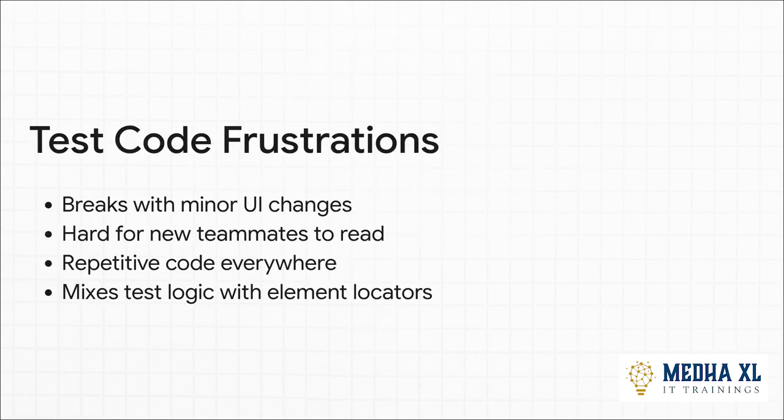And, you know, this kind of fragility leads to some major frustrations. Your code is brittle, right? A developer changes one little ID on a button, and suddenly half your tests are failing. It's almost impossible for a new person to read because what the test is doing is totally buried in how it's doing it. And oh man, the copy pasting, you find yourself just copying and pasting the same chunks of code everywhere. This is exactly what happens when you mix up your test logic with your element locators.